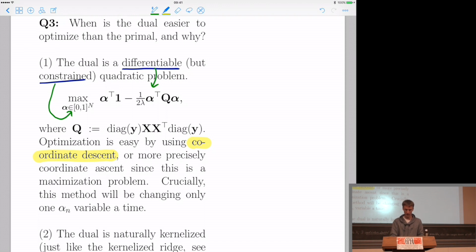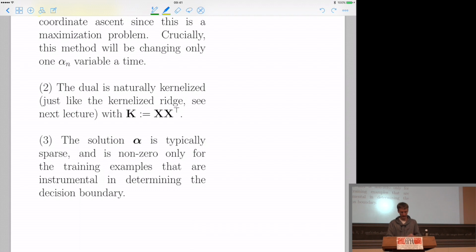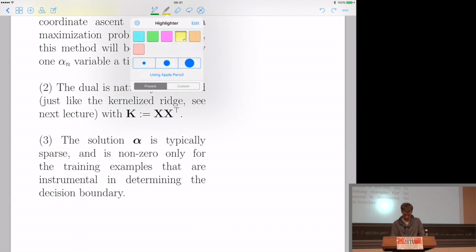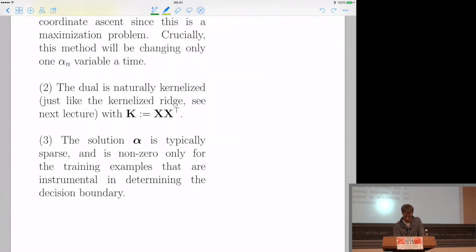Again, the structure of the problem is quite simple. It's this matrix here, the Q matrix, which is what we had before. It's like the data times itself. So it's a quadratic problem in these alphas. It's not too bad. This linear term here also is quite easy. But you have to respect the interval constraints. Don't go below 0 and don't go above 1. This matrix has some additional nice property which we're going to talk about on Thursday.